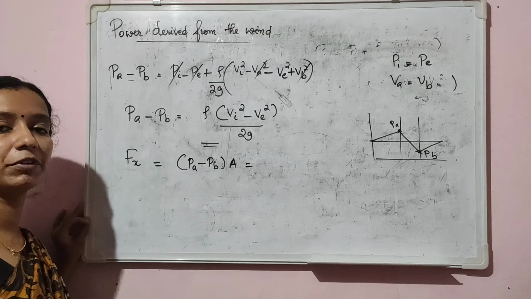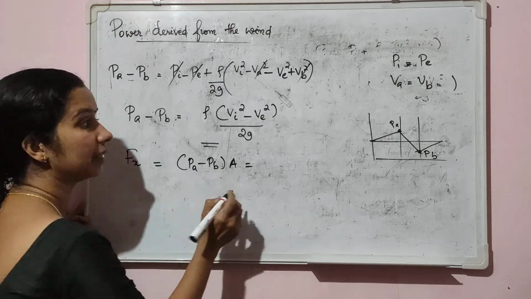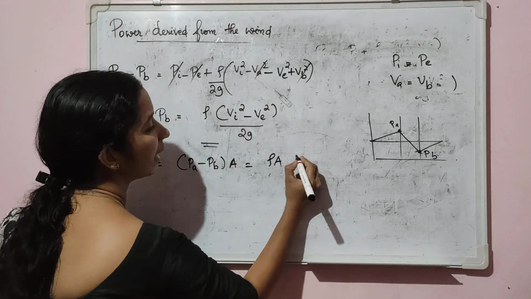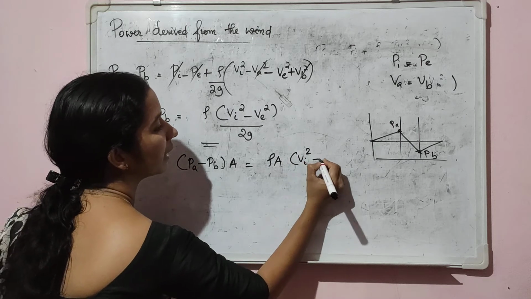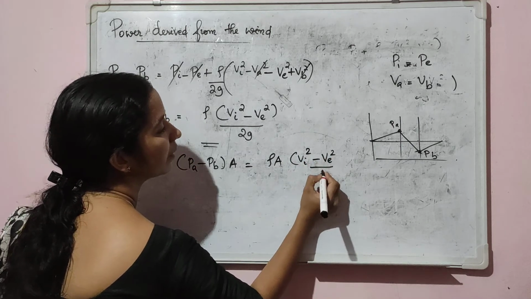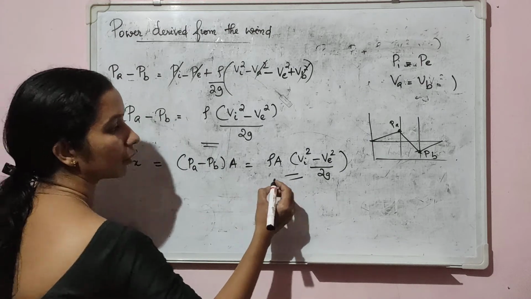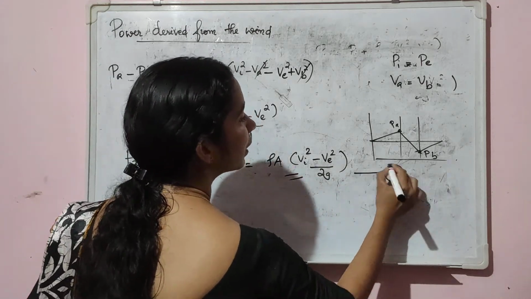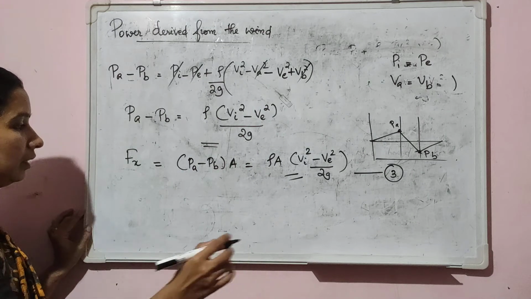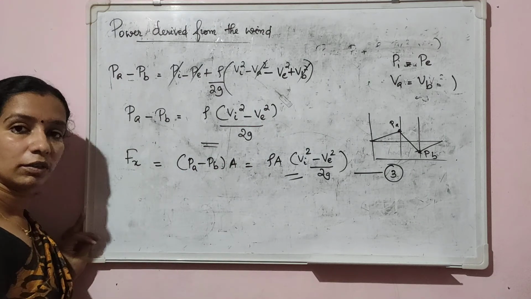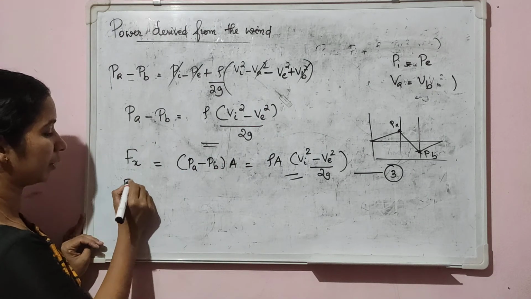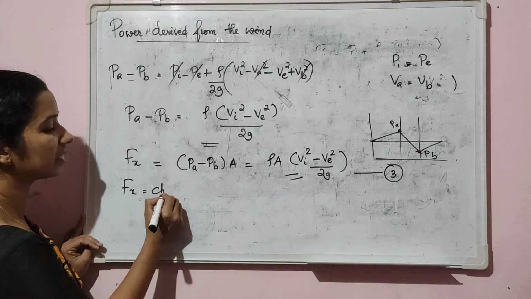A is the area of wind swept by the rotor. So this will be rho into A into Vi square minus Ve square divided by 2G. This is the equation for horizontal force. Let us denote it as equation number 3. Now, we also know that the force is equal to change in momentum.